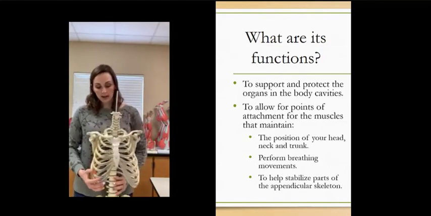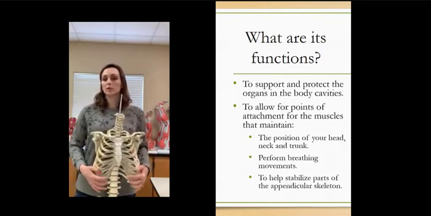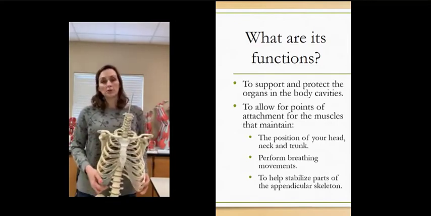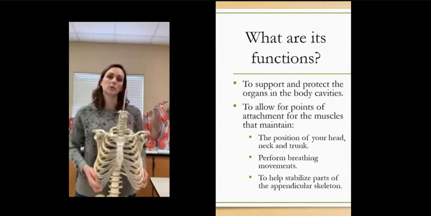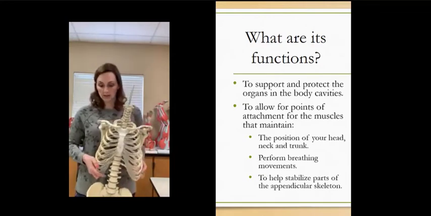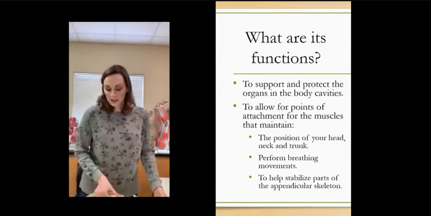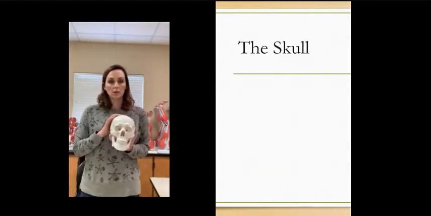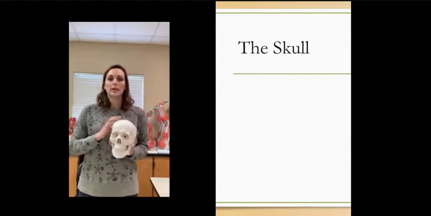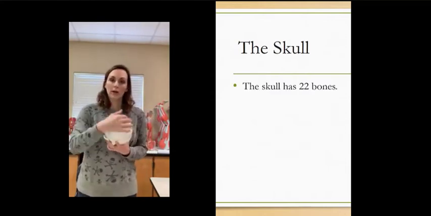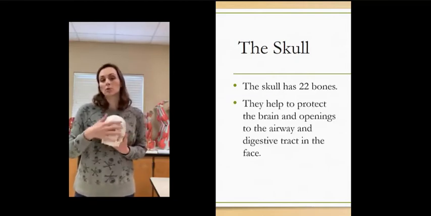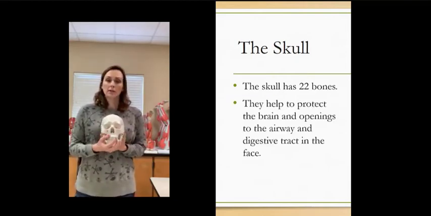In addition, it's going to help to stabilize the appendicular skeleton, which again is the appendages and the girdles or attachments that hold those appendages to the axial skeleton. So let's focus back in on the skull just a little bit more in detail. The skull has 22 bones, and the cranial area, this is going to protect the brain, and then the facial bones are going to protect openings to the digestive and respiratory systems.